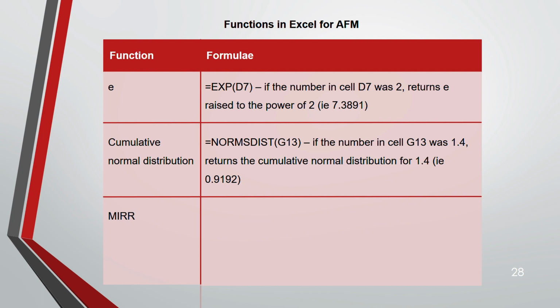MIRR, the last function, and we are at the end. So here, values first. It is similar to IRR. The only difference is IRR also has values, MIRR also has values first. But MIRR is more complex. There are 2 rates; IRR has only 1 rate. Here it has a finance rate and a reinvestment rate.